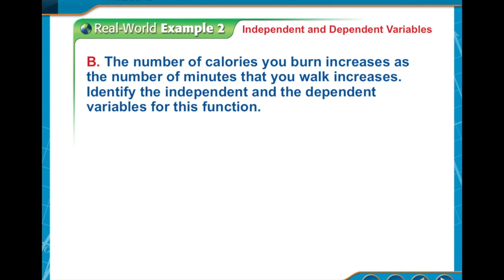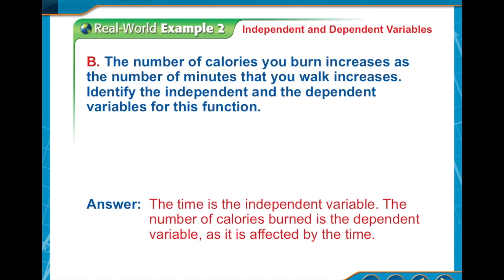On to 2b. It says here the number of calories you burn increases as the number of minutes that you walk increases. Identify the independent and dependent variable for this function. So let's just write the first sentence here, the number of calories you burn increases as the number of minutes that you walk increases. You don't have to write the instructions again. So which one of those depends on the other? And which one is independent of the other?